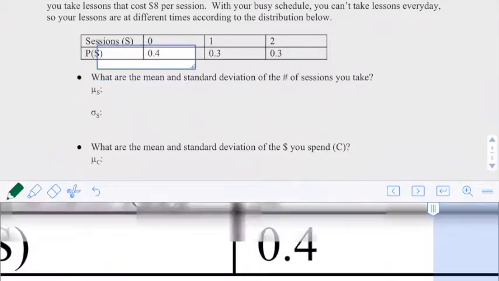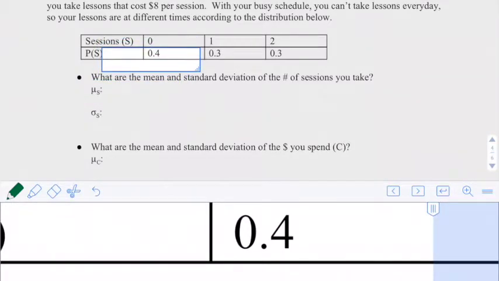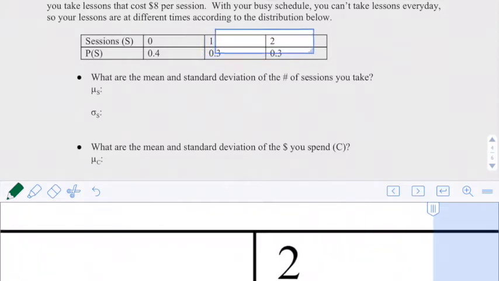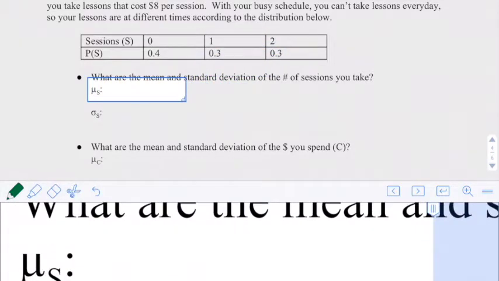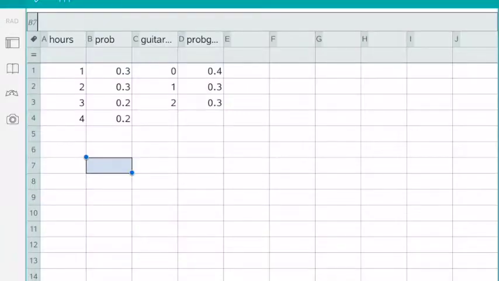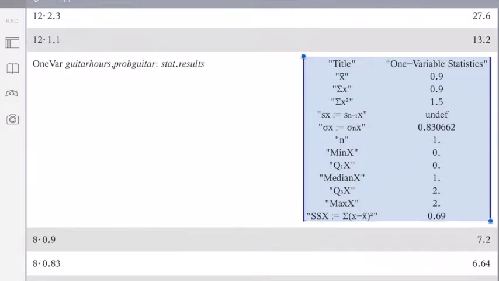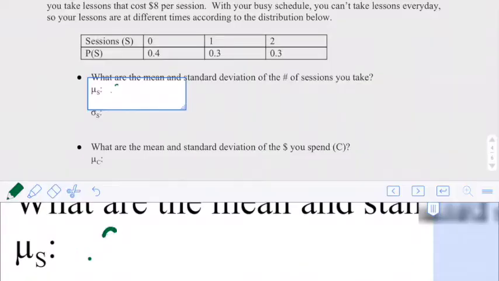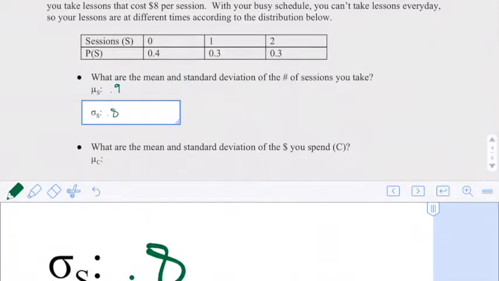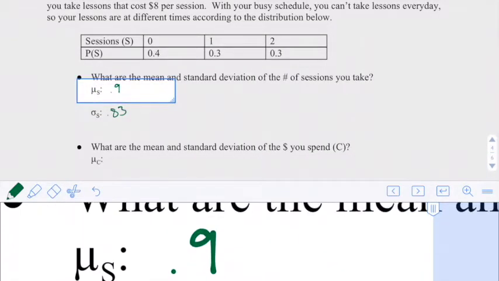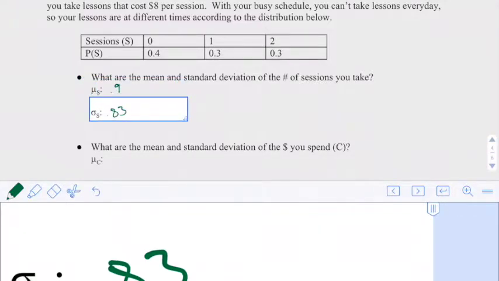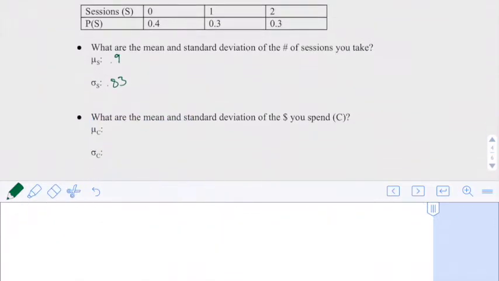So again, we could multiply 0 times 0.4 plus 1 times 0.3 plus 2 times 0.3, or we could just use our calculator because you have to find the standard deviation anyway, which is harder. So my guitar data is already in there, and I ran the one variable stats. So our x bar is 0.9 and our sigma is 0.83. So on average, we have less than 1 session, and that varies by about 0.83 sessions on average.